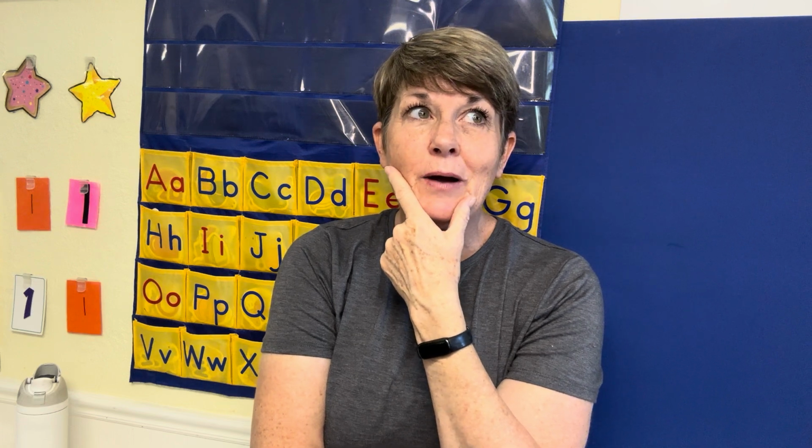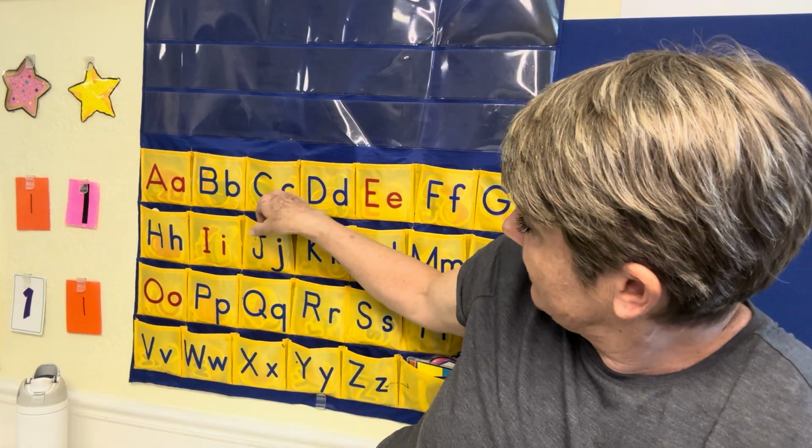Now, first of all, let's think about what letter germ starts with. What letter do you think it might be? Germs. You know what? This one is kind of a tricky word because there are two letters that make that sound. And one of them is letter J. Let's see if we can find a letter J right here in our alphabet pocket. We've got a letter J right here. But this one is not the one that spells germ.